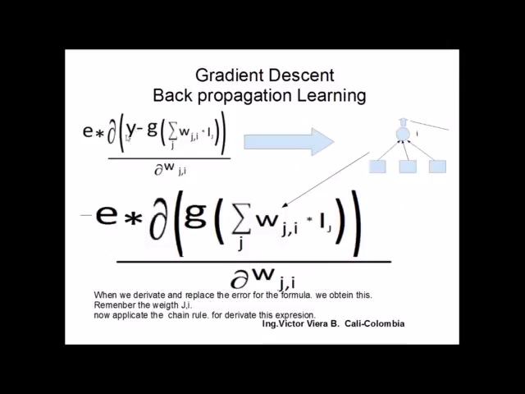Now, the derivative of this part is 0, because this is a constant. The constant is the correct output. The learner has to learn the correct output, but in this case, its derivative is 0. Then minus, we come up with minus error times the derivative of g with respect to w_ji.